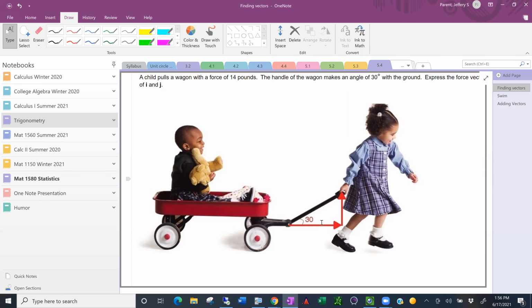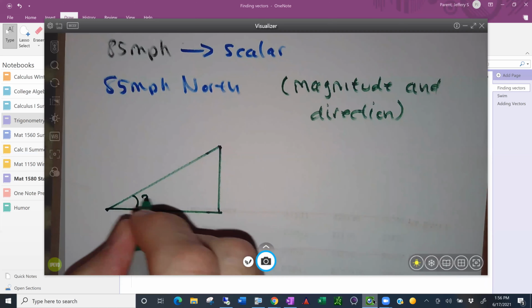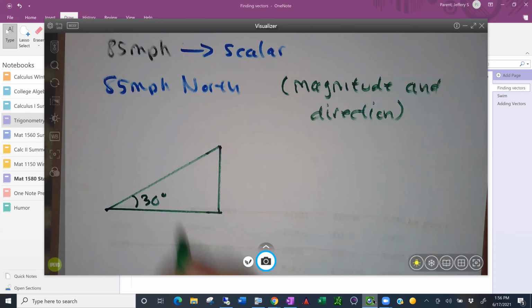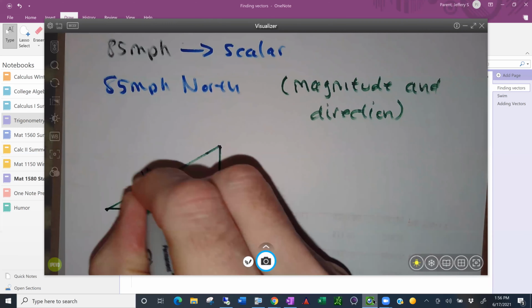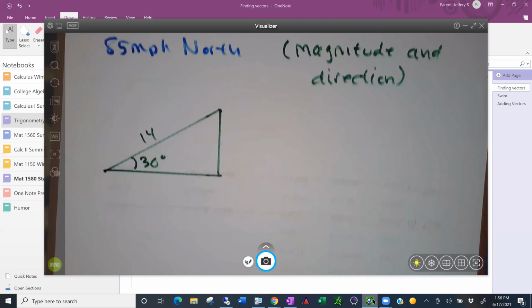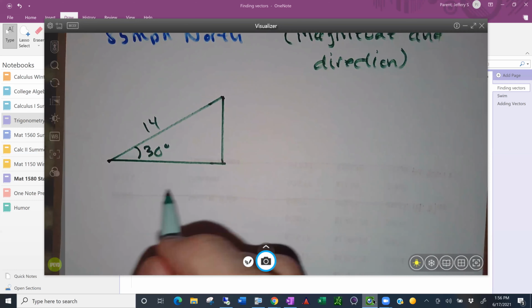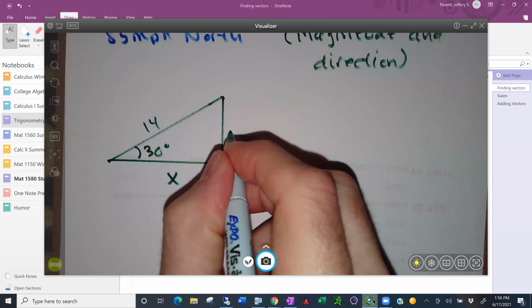So quick little triangle there, 30 degrees, and a 14-pound force. Of course, the United States is one of two countries in the world that uses imperial units instead of metric units. Be nice to use a 14-Newton force there, but that's okay. Let's call this our X and Y directions.